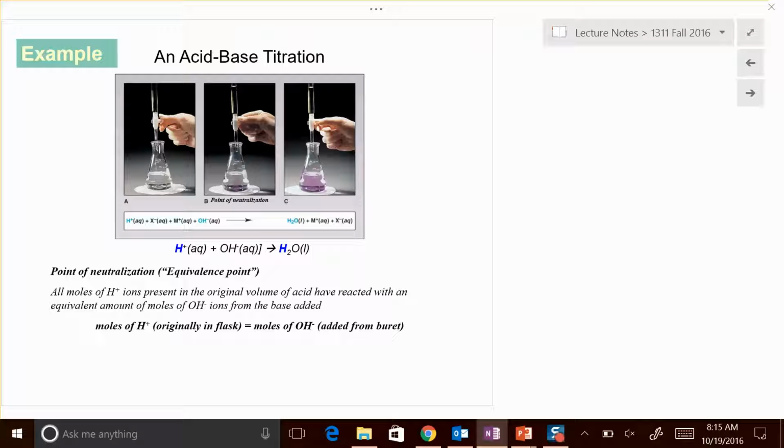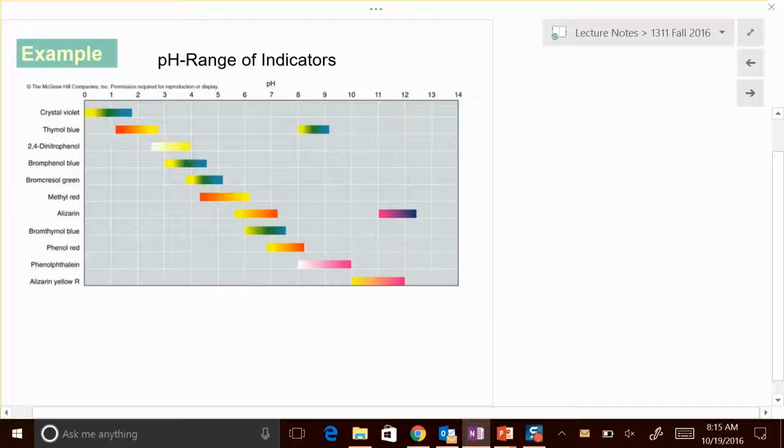We call that the equivalence point. The equivalence point is the point at which you've neutralized all the acid and base, and that can be at different pHs for different solutions. So here are some indicators. You can see how you have a lot of indicators that you could choose from.